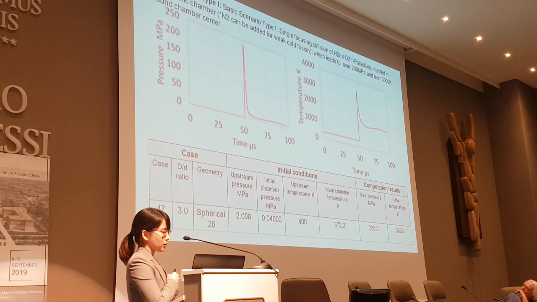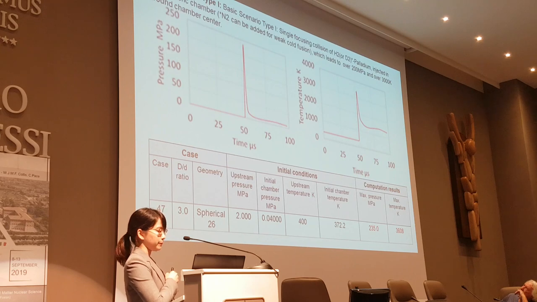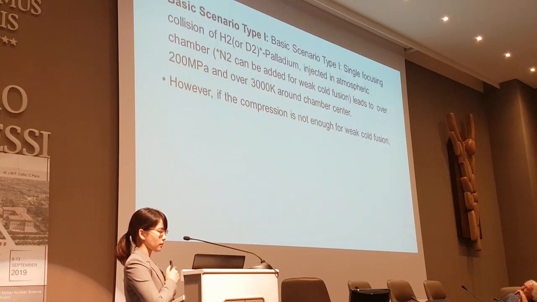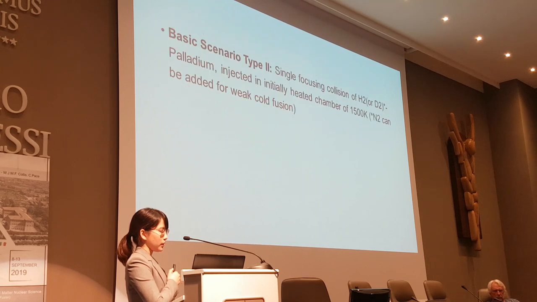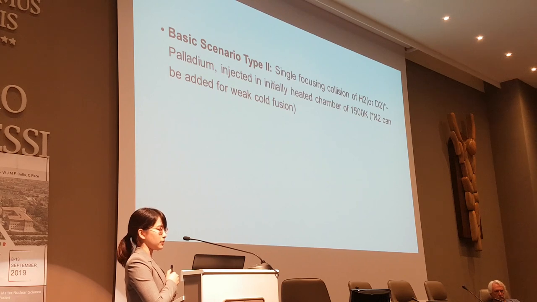This shows the time history of the pressure and temperature at the collision point. So for the basic scenario type 1, the single focusing collision of H2 or D2 and palladium injected into an atmospheric chamber leads to over 200 megapascal and over 3,000 Kelvin around the chamber center. However, if the compression is not enough for weak cold fusion, we next propose basic scenario type 2, which is single focusing collision of H2 or D2 and palladium injected into an initially heated chamber of about 1,500 Kelvin.